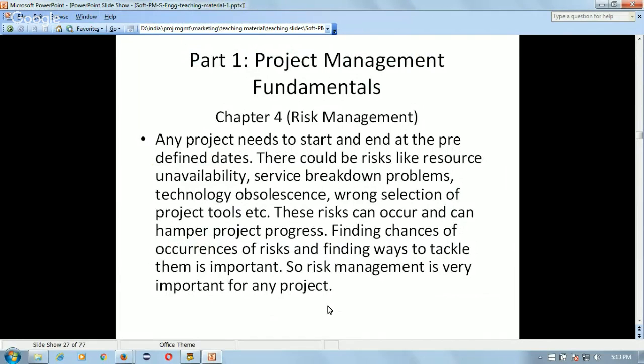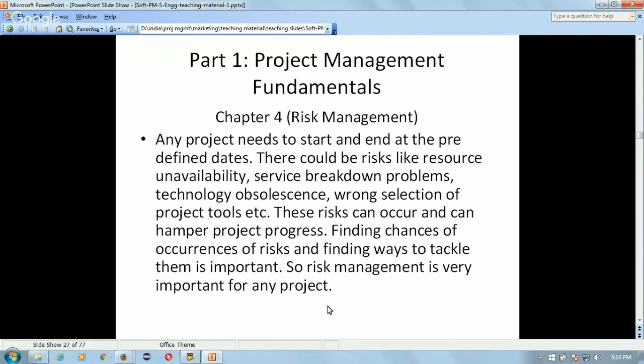Any project needs to start and end at the predefined dates. This is the most fundamental aspect about projects. There could be risks like resource unavailability, service breakdown problems, technology obsolescence, wrong selection of project tools, etc. These risks can occur and can hamper project progress. Finding chances of occurrences of risk and finding ways to tackle them is important. So risk management is very important for any project.